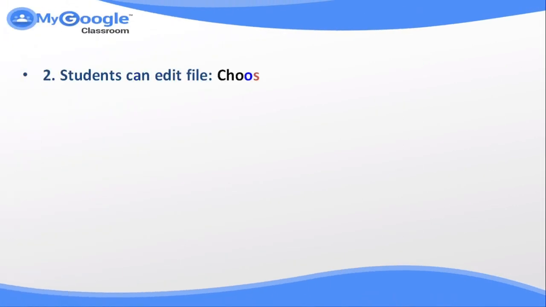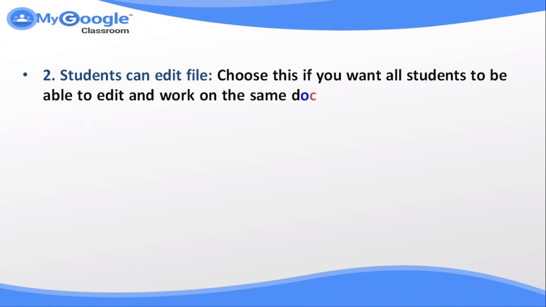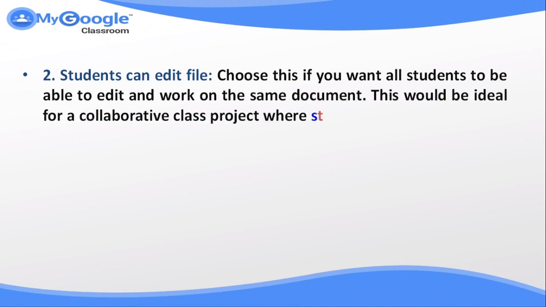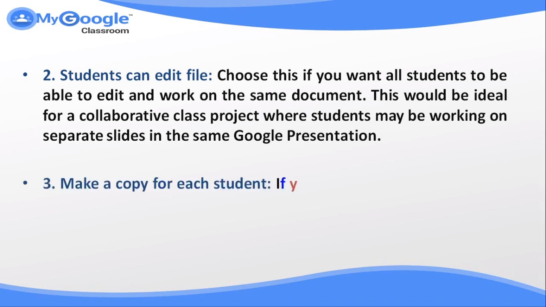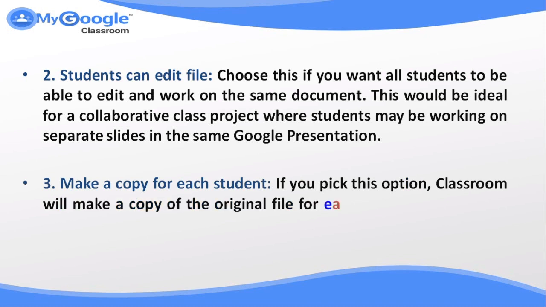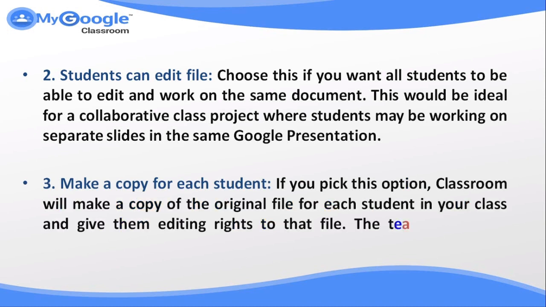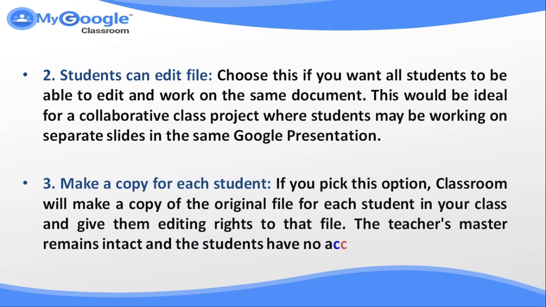Number 2. Students can edit file. Choose this if you want all students to be able to edit and work on the same document. This would be ideal for a collaborative class project where students may be working on separate sides of the same Google presentation. Number 3. Make a copy for each student. If you pick this option, Classroom will make a copy of the original file for each student in your class and give them editing rights to that file. The teacher's master remains intact and the students have no access to the original file.